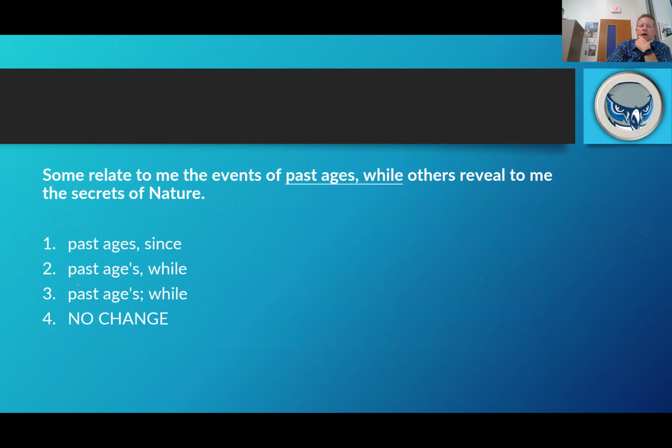Okay, let's try this. Some relate to me the events of past ages, while others reveal to me the secrets of nature. Is it past ages, comma, since? In other words, you're just changing the word to since. Past ages's with an apostrophe S and then while. Past ages's with an apostrophe S, semicolon, while, or no change. Hit pause and figure it out.